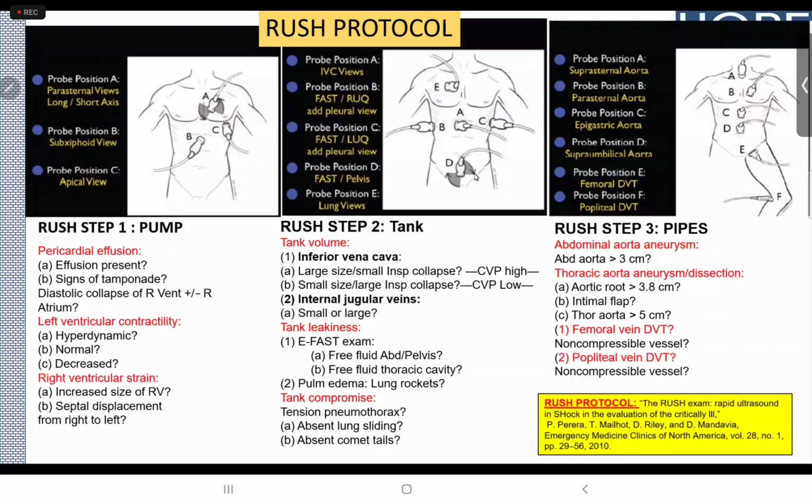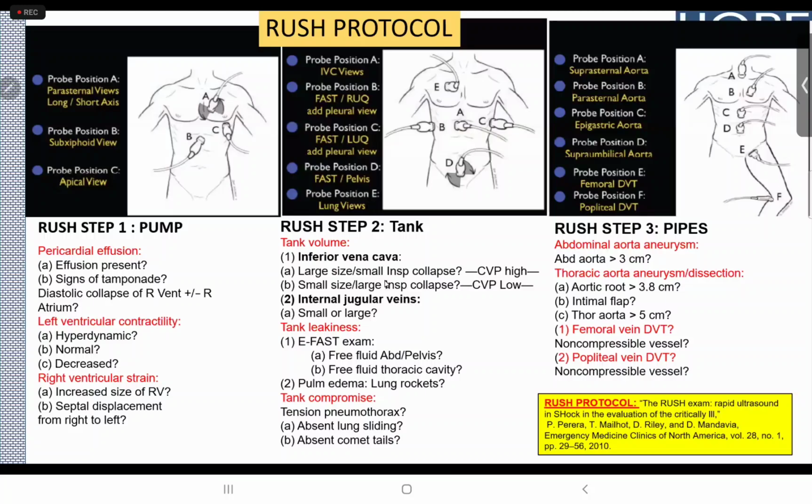Tank reflects the indirect judgment of the circulating volume. The probe position A is IVC views. Probe position B is FAST or right upper quadrant and pleural view. Probe position C is the left upper quadrant view of FAST and pleural view. Probe position D is the pelvis component of FAST, and probe position E is lung views.